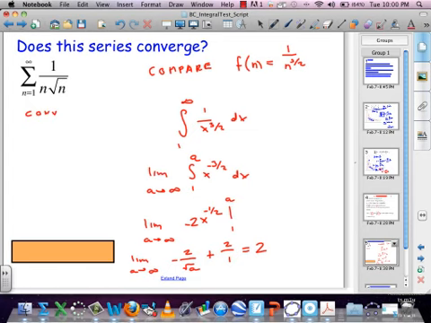Okay, we don't know what it converges to. That's not the question here. The question is, does it converge, does it diverge? And this converges by the integral test.